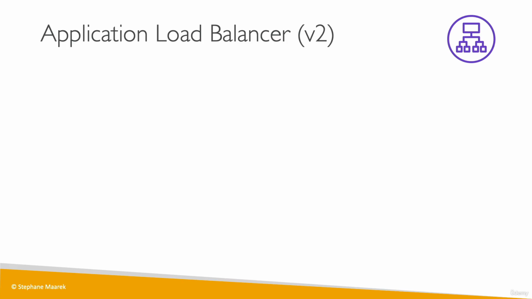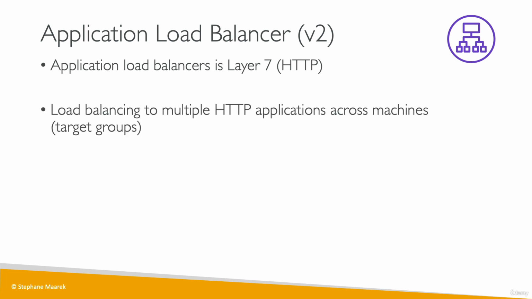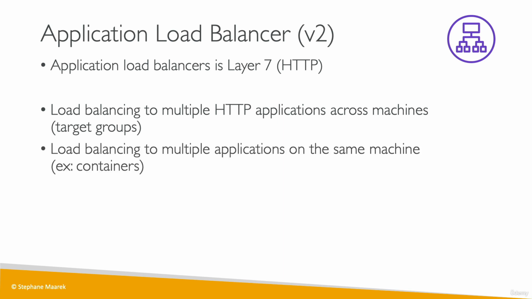Now let's get into the second kind of load balancer we'll see, the application load balancer. It's a layer 7 only load balancer, so that means HTTP, and it allows you to route to multiple HTTP applications across machines. These machines are going to be grouped in something called a target group, and it will make a lot of sense once we get into the hands-on. It allows you to load balance to multiple applications on the same EC2 instance, so using containers and using ECS, as we'll see, and it has support for HTTP2 and websockets.